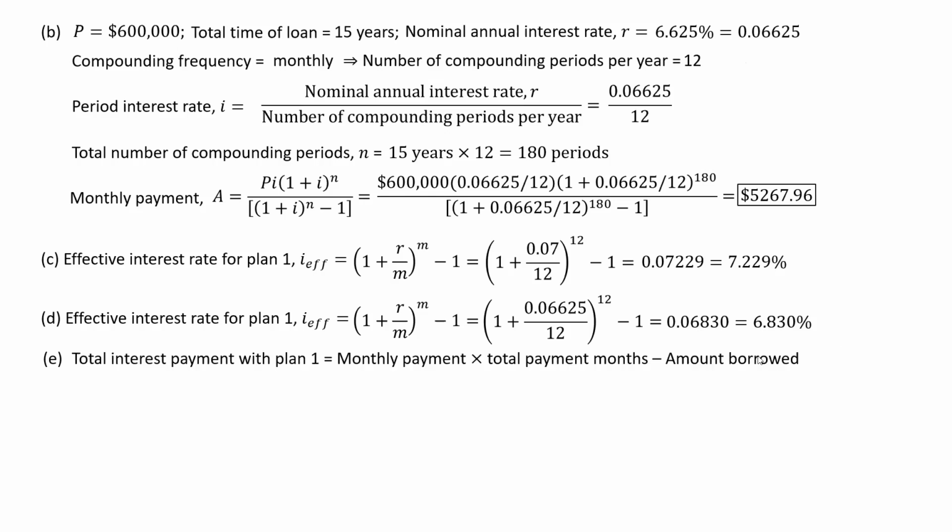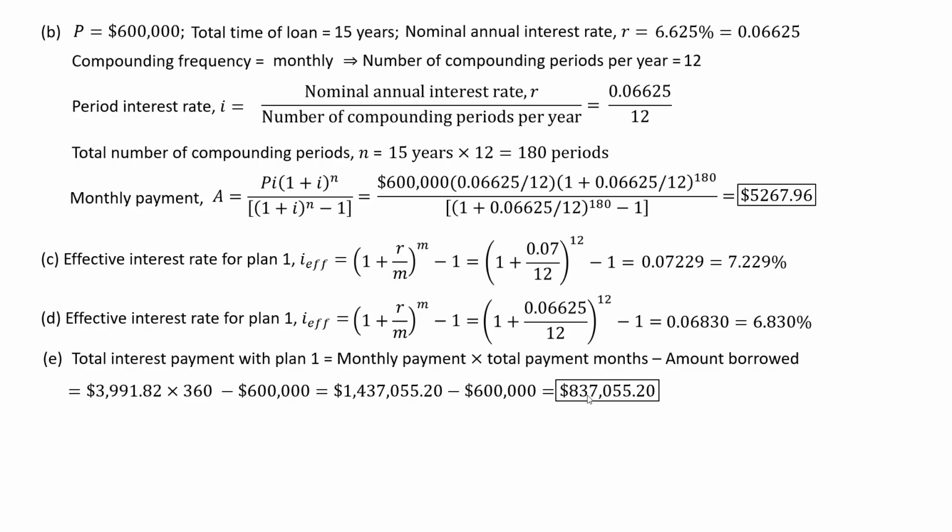Total interest payment with plan one. Okay. So this is the thing. Just the monthly payment times total payment months minus the amount borrowed. So, right, just simply multiplying, you are paying an extra $837,000 on a $600,000 loan.